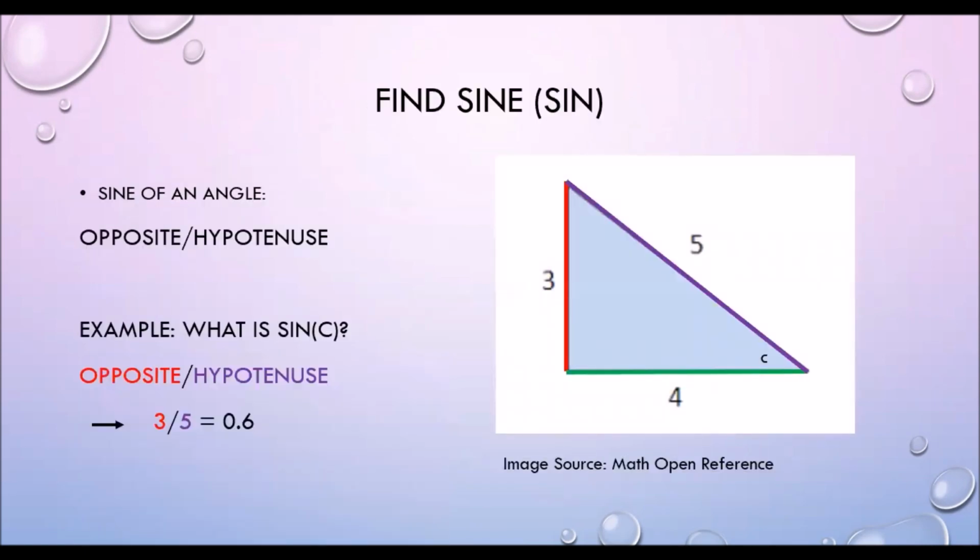To find sine of an angle, we take the length of the opposite side and divide it by the length of the hypotenuse. For example, if we want to find sine of angle C, then we take the opposite side, which is red, and divide it by the hypotenuse, which is purple. In the diagram, the opposite or red side has a length of 3, and the hypotenuse or purple side has a length of 5. Dividing these two numbers gives us 3 over 5, which can also be written as 0.6.